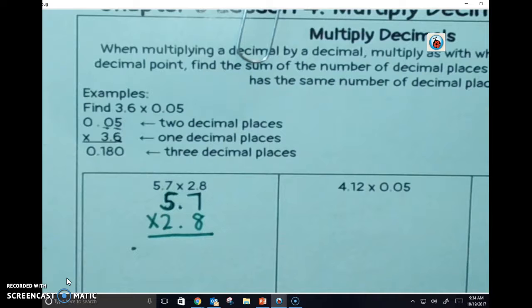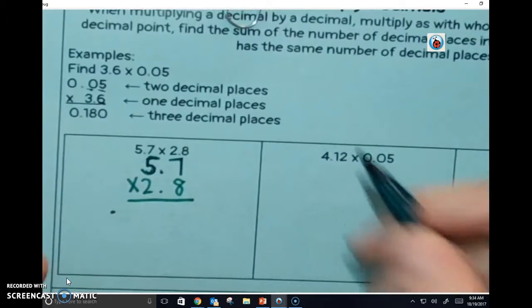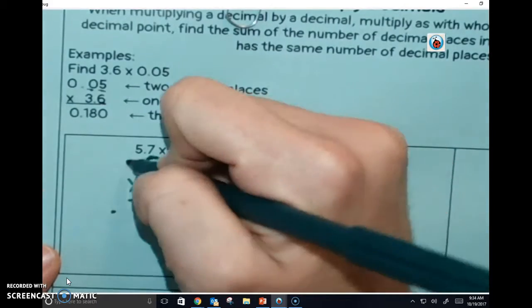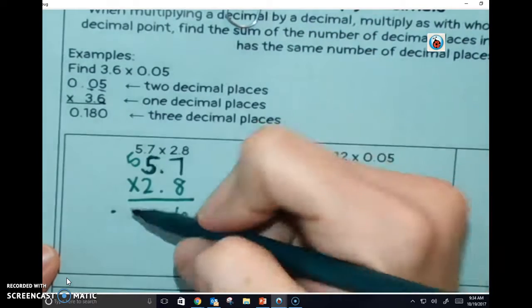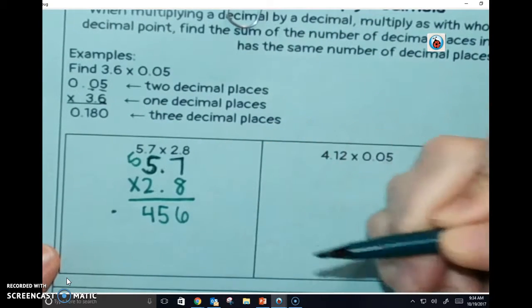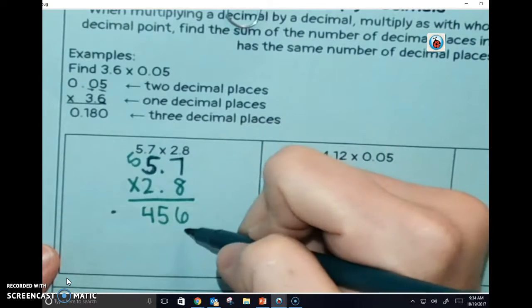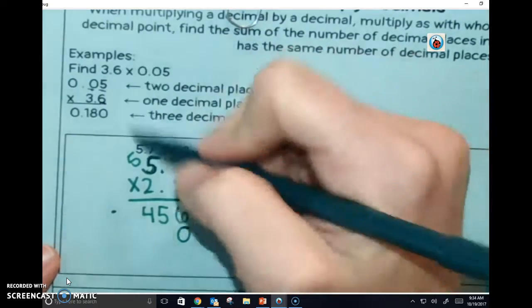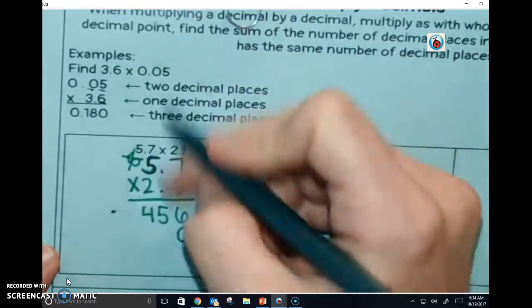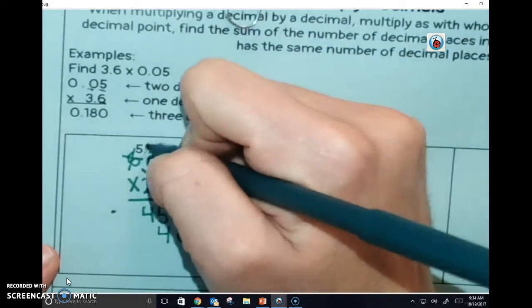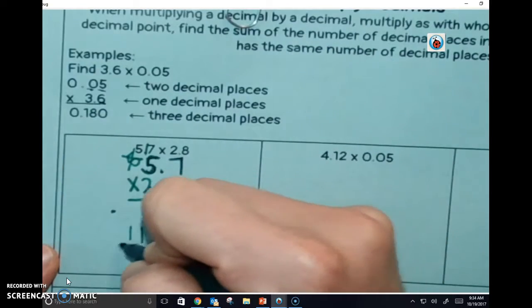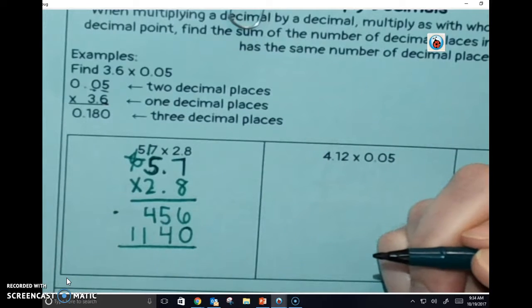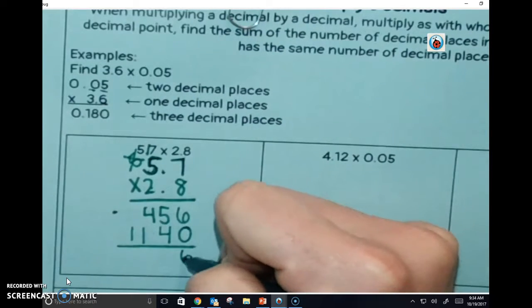So we're going to look at it like there's no decimals right now. So we're taking 57 times 28, right? So 7 times 8 is? 5 times 8 is? Plus 5 is? Now we're going to go into the second row. And our first number we're always going to put down is 0. That holds our place value. 2 times 7 is? Carry your 1. Then we have 5 times 2 plus 1 is 11. So you guys have been doing multiplication like this for a while, right? So this is the easy part.